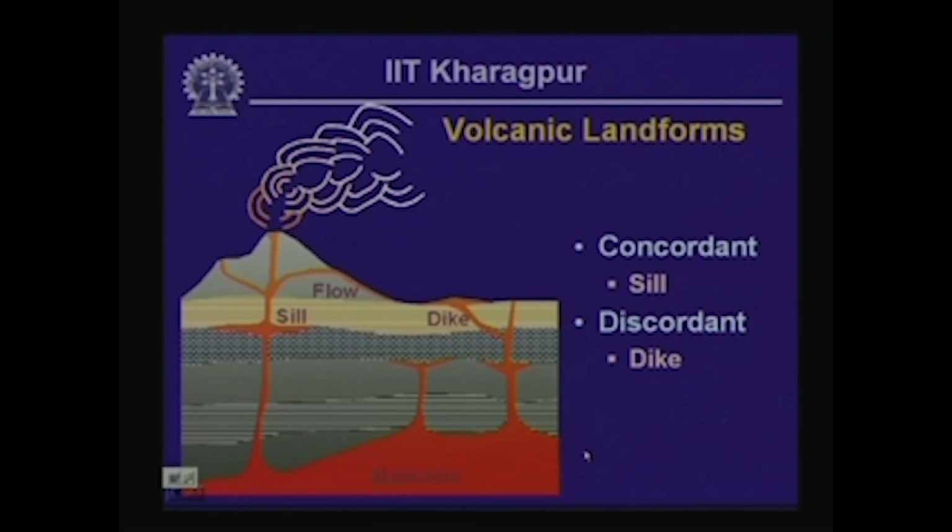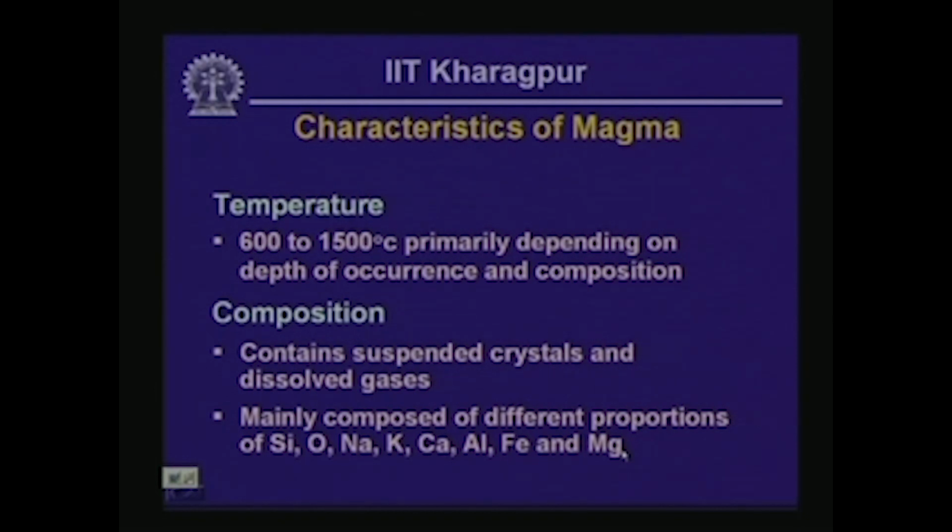And then we move on to the characteristics of the rock-forming material, magma. Magma is actually hot, partially molten material. It exists at a temperature of between say 600 degrees to about 1500 degrees Celsius. The temperature really depends primarily on the mineralogical composition of the magma, as well as the depth at which the magma exists.